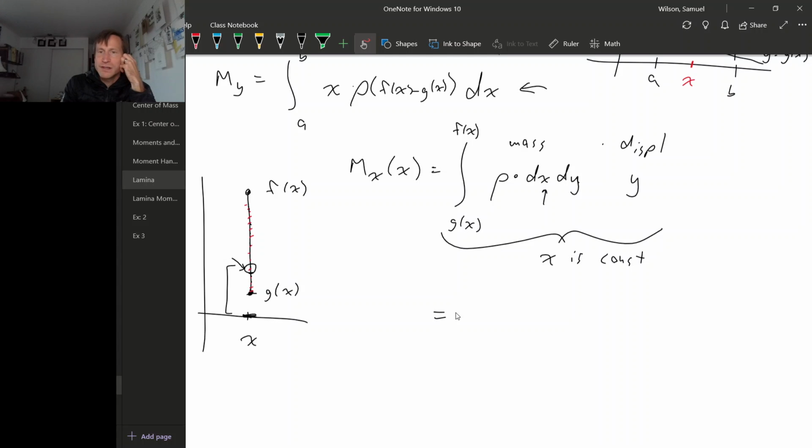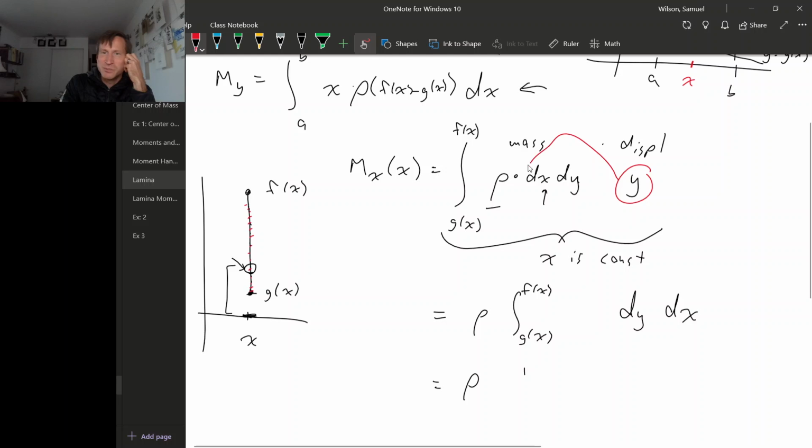So since rho is constant, and as far as this integral is concerned, dx is constant, since this is a y integral, we can move rho outside of the integral, and also move dx outside of the integral. I'm going to move the dx to the end, outside of the integral on the right-hand side. And we're integrating just dy from g of x up to f of x. Okay, so this is rho times y. I'm sorry, something didn't look right. This y should be in here, so I forgot to write it down right here.